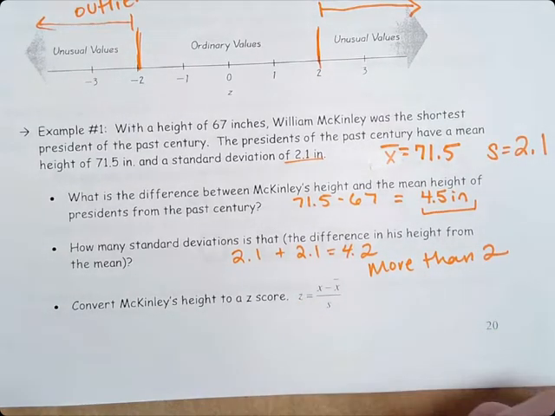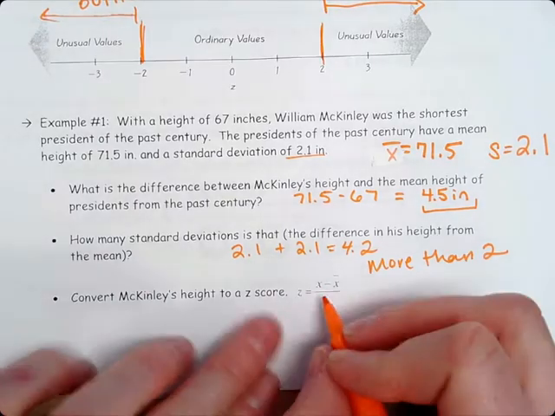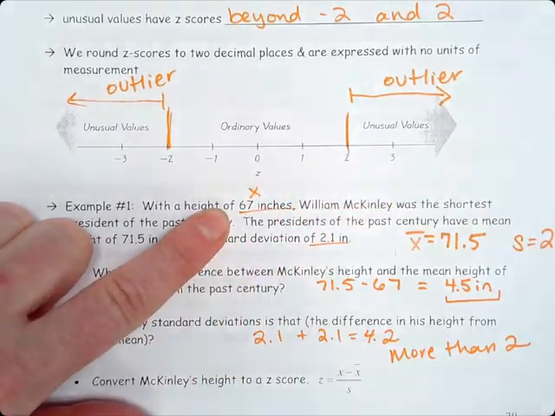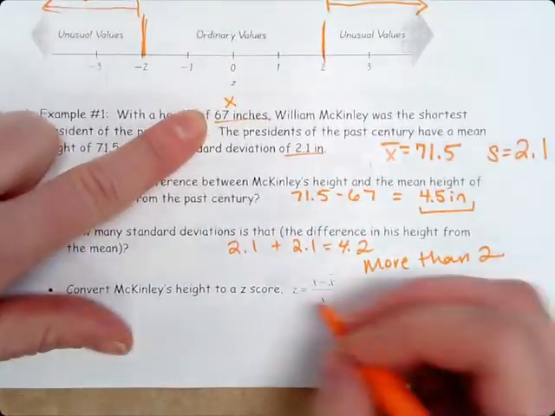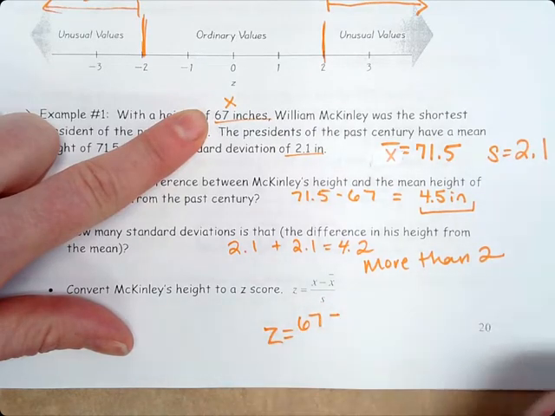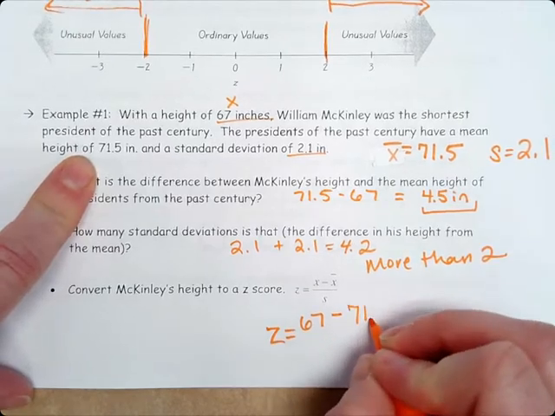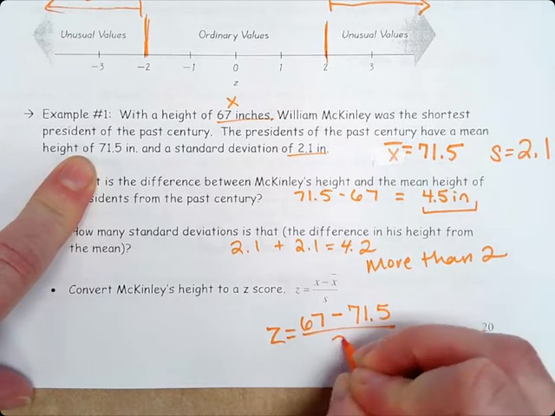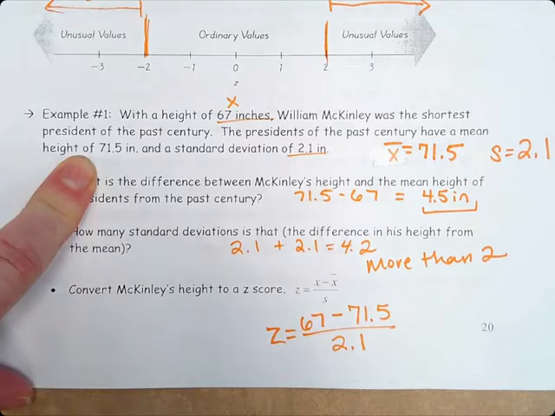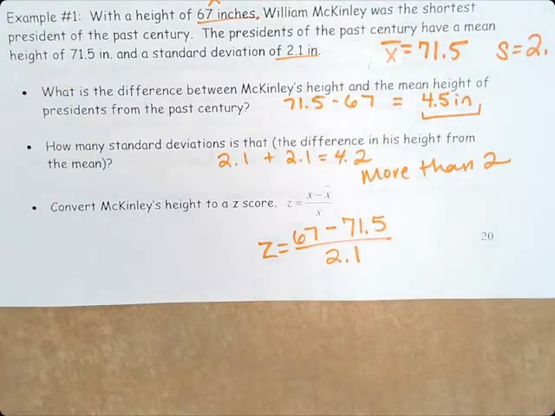We can actually find what it is by using the formula for the z-score. So we would take our value that we're given. This is our x value, that's the data value. So 67, I'm going to put z equals 67 minus the mean height, 71.5, then divide by our standard deviation, 2.1. And we can put that directly in the calculator.